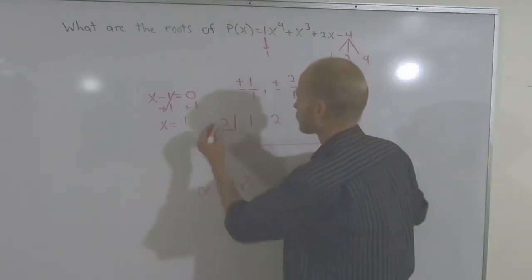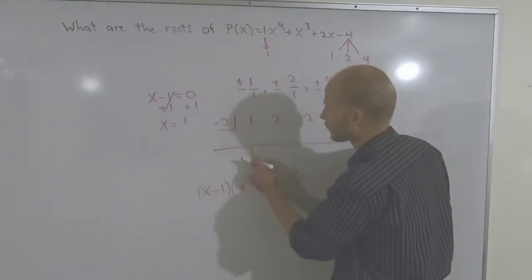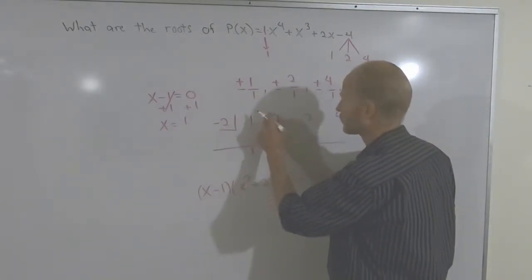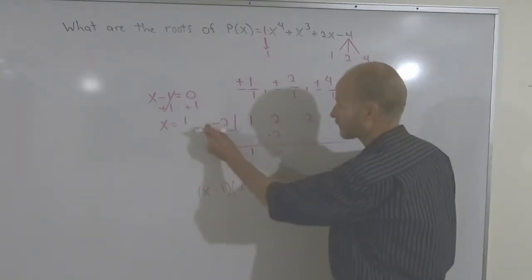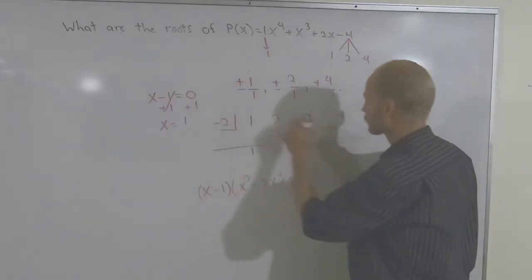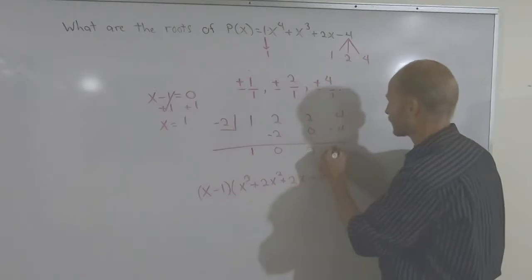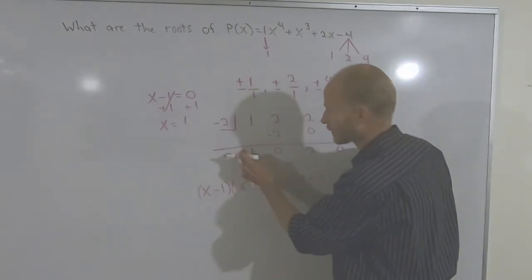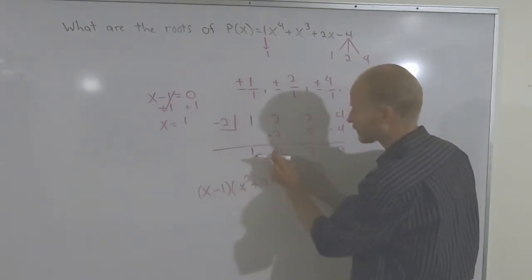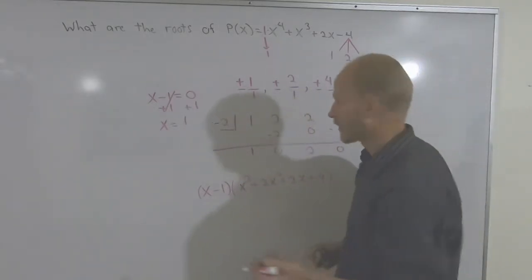And let's make it a negative 2. Okay, drop your first term. 1 times negative 2 is negative 2. 2 minus 2 is 0. 0 times negative 2 is 0. 2 plus 0 is 2. 2 times negative 2 is negative 4. We found one, ladies and gentlemen. Let me just check my work to be sure. Let's see, 1 times negative 2, 0, another 0. Yes, this is actually a factor.